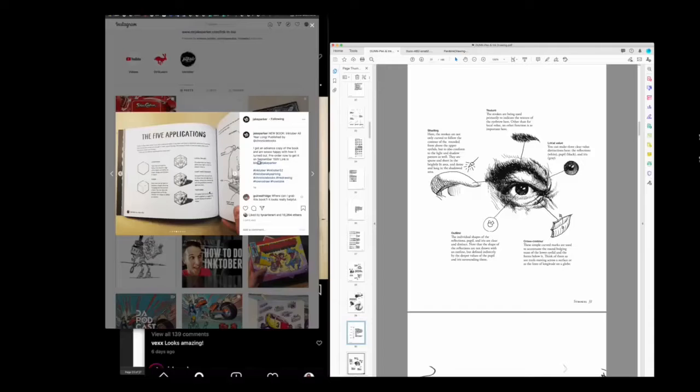So obviously, he used the very same 5 things. Here I have texture, here he has texture. Here I have local value, he copied that local value. Here I have shading, what does he have? Light and shadow. Here I have outline, what does he have? Contour. What's the difference? The same thing. Here I have cross contour, what does he use? Form. But it's the same thing.